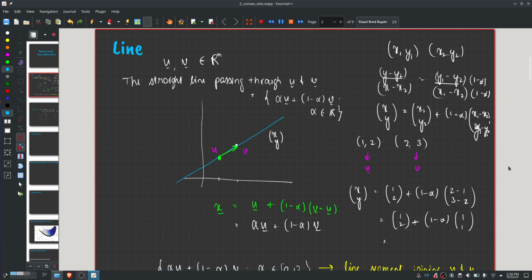Okay, so let's quickly recall what we saw in the previous class. We defined what a line is in n dimensions. Essentially, you take any two vectors, the straight line passing through these two vectors is defined as the set of all alpha u plus 1 minus alpha v, where alpha can take any value in R. So it's parameterized by this alpha. If you vary alpha from minus infinity to plus infinity, you will get the straight line passing through these two points.